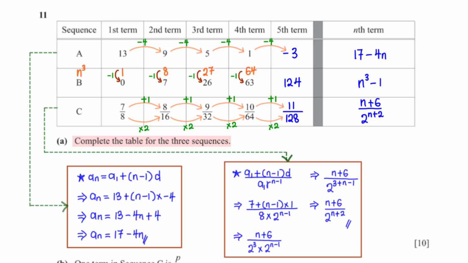The sequence in the numerators can be expressed with this formula, and the sequence for the denominators can be expressed like this. In the numerator, a1 is 7 and d is 1. For the denominator, a1 is 8 and r is 2. When we simplify this equation, we get the nth term for sequence C as (n plus 6) divided by 2 raised to the power n plus 2.